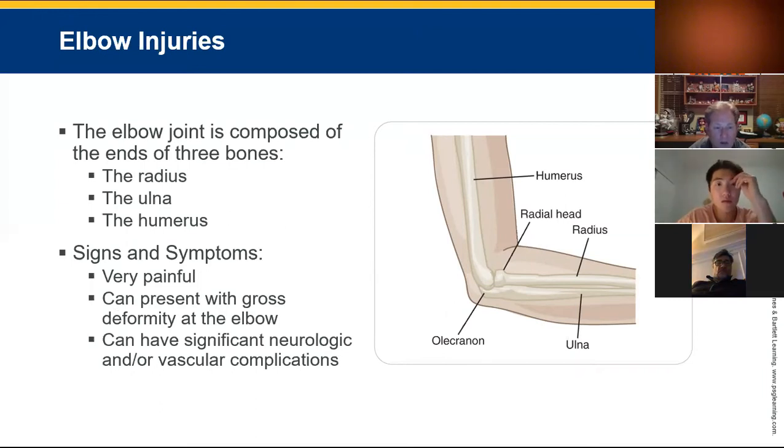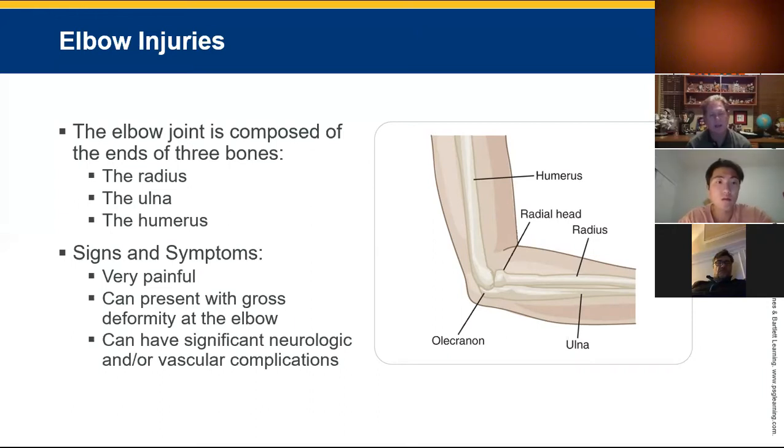The elbow, you have 3 bones that come together at that joint. The radius and the ulna, and they connect in there to the humerus. Gross deformity of the elbow sticking out. That one might be, to me, more successful when you were talking about, hey, do we try and put that one back in?